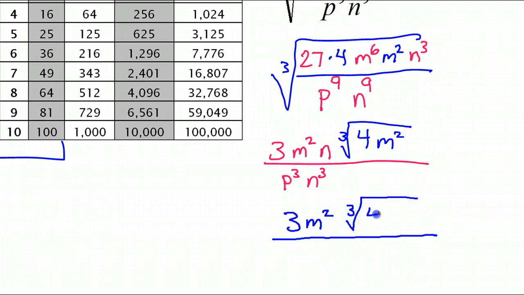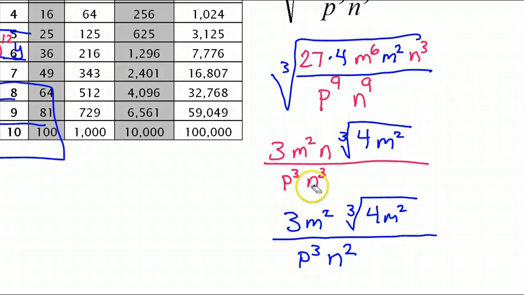Cube root of 4m squared. Alright, this n is canceling out. So down here I'll have my p to the 3rd power, but I will have n squared, because this n canceled out one of the n's. And so that's why I only have 2. Okay, now that is the final answer for this problem.